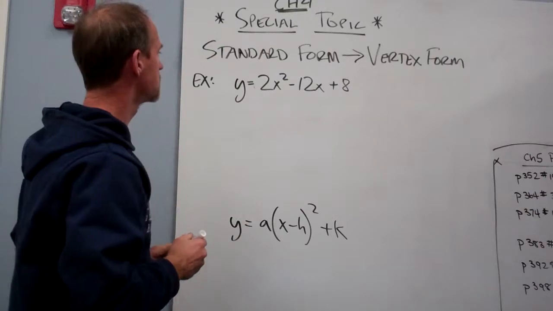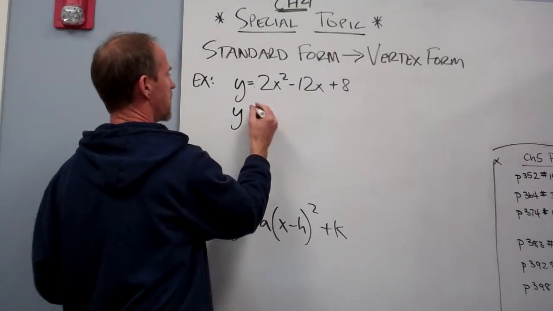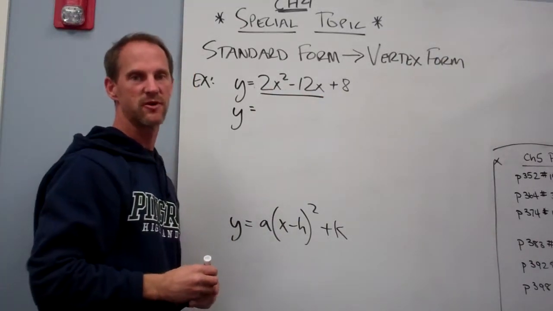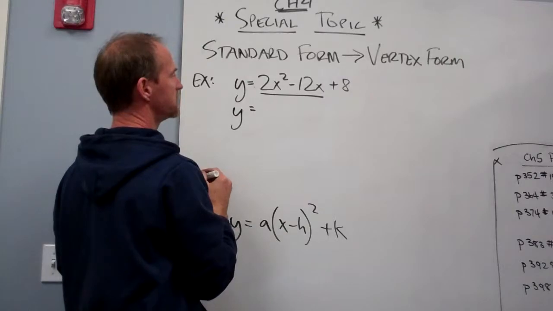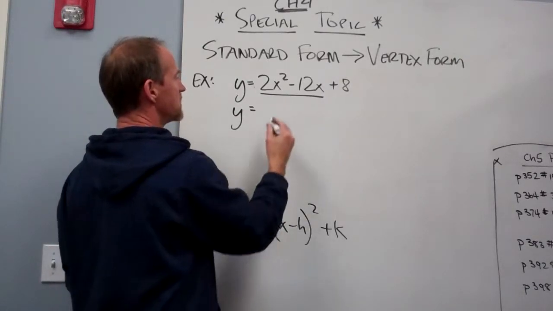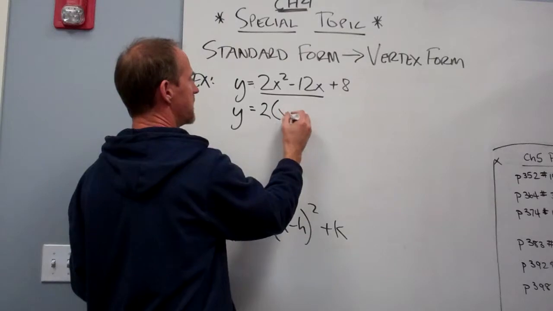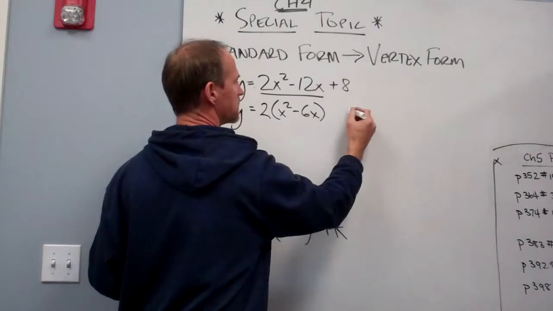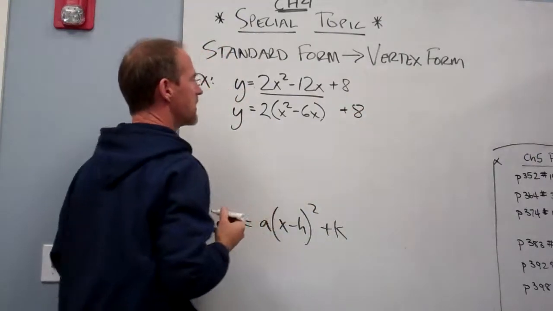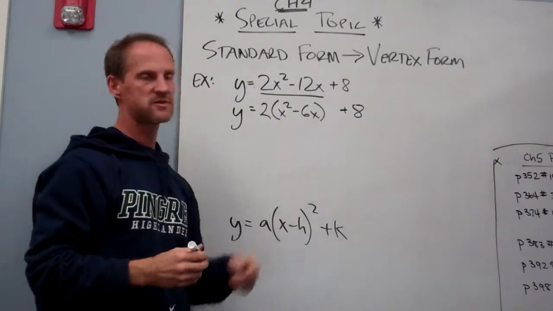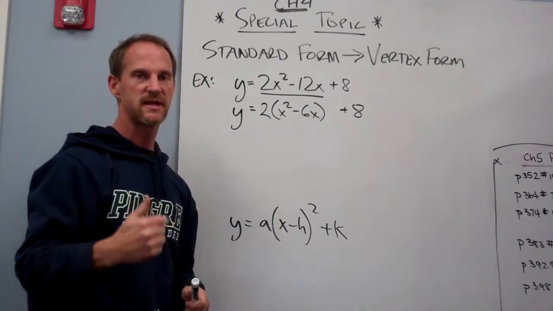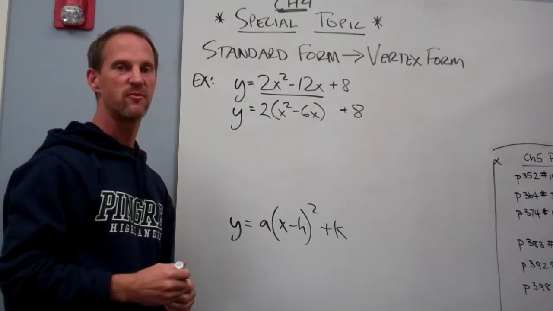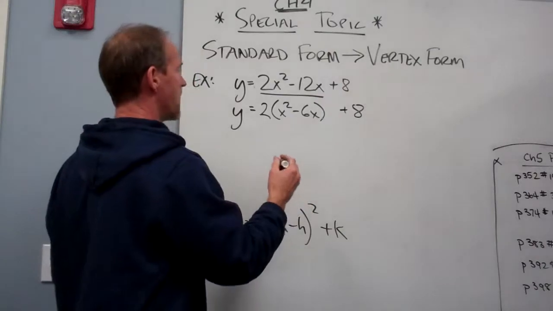Okay, so the trick here is we're going to start by writing this as y equals, and then we're going to take these variable terms and factor out whatever the coefficient is for x squared only. So I'm going to write 2 times (x squared minus 6x), and then right here plus 8. What we're doing is getting x squared so that it has no coefficient, because the next step is the completing the square step, and I'll talk about that in more detail in class, but I want you to see how you do it here.